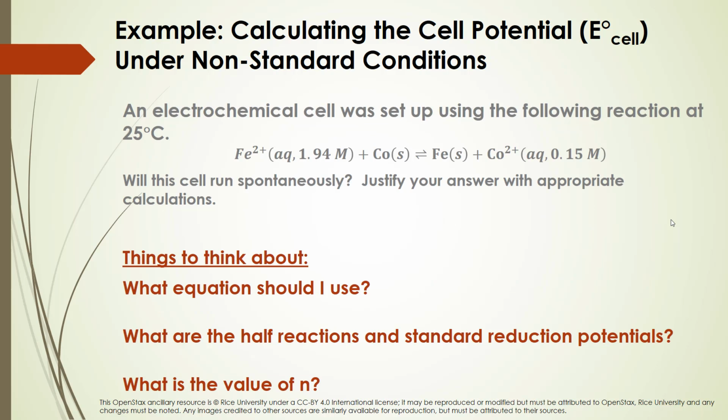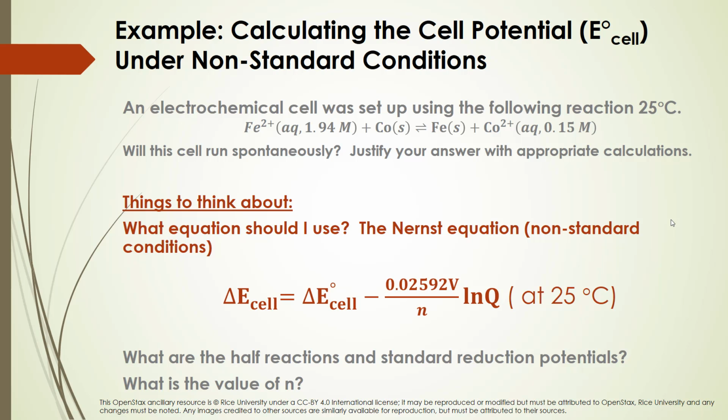So let's think about it. What equation do we need to use? We've already foreshadowed that we need the Nernst equation because we're under non-standard conditions. The concentration is not 1 molar. Let's look at the half reactions and the standard reduction potentials. Remember, in the Nernst equation, we need the standard cell potential in order to do our calculation. And then we also need that value of n, the number of electrons transferred in the balanced chemical reaction. Using the Nernst equation, we've got that down. We know we're under non-standard conditions.